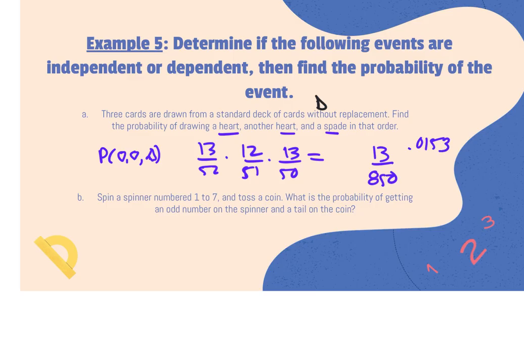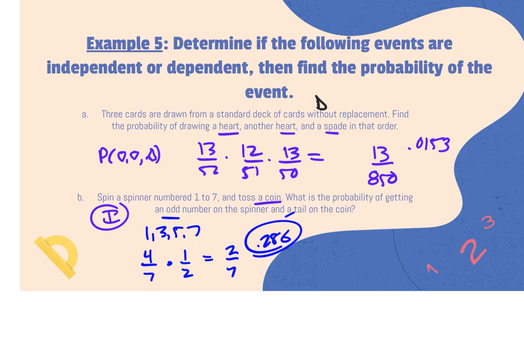Okay, so a spinner is number 1 to 7 and toss a coin. So this is going to be independent because the spinner and the coin don't care what the other one does. So what's the probability of getting an odd number on the spinner and a tail on the coin? So odd numbers 1, 3, 5, and 7, and a tail on the coin. So 1 to 7, so you're going to have 4 out of 7 times 1/2. So that's going to be 2/7, so that's going to be 0.286.